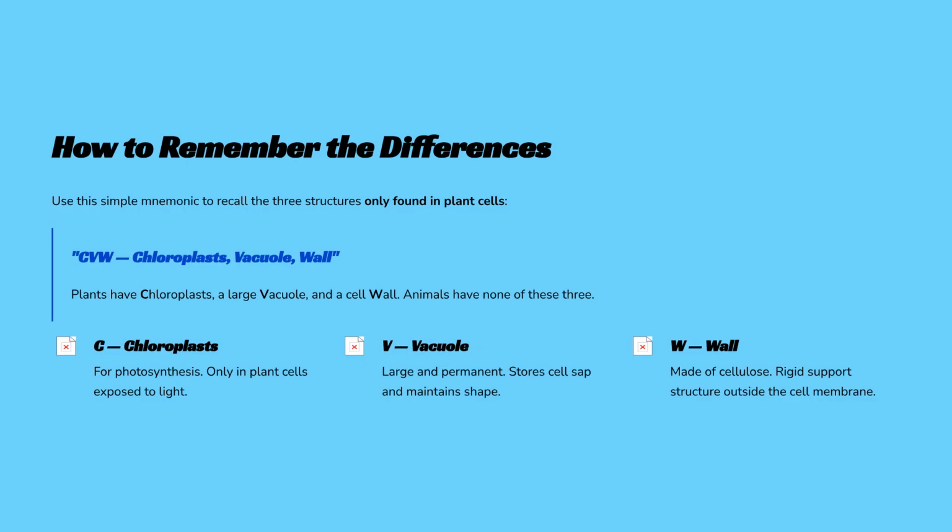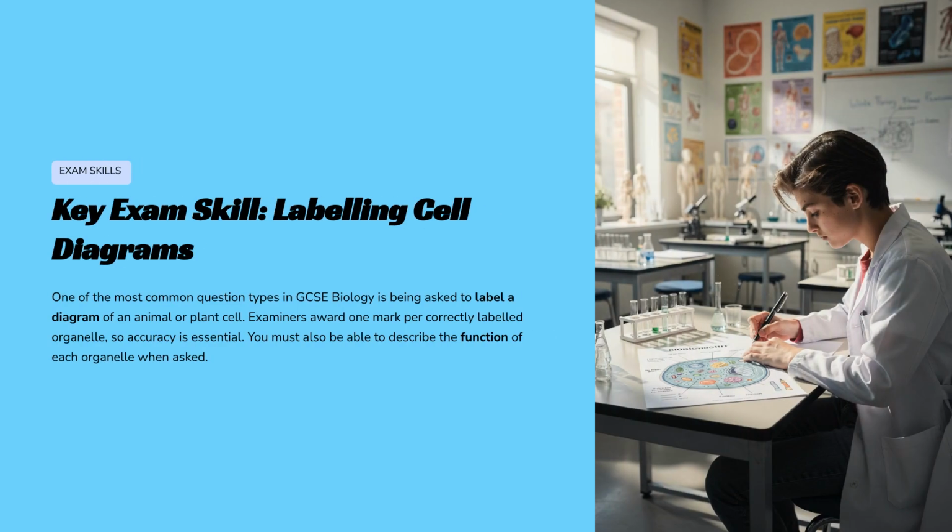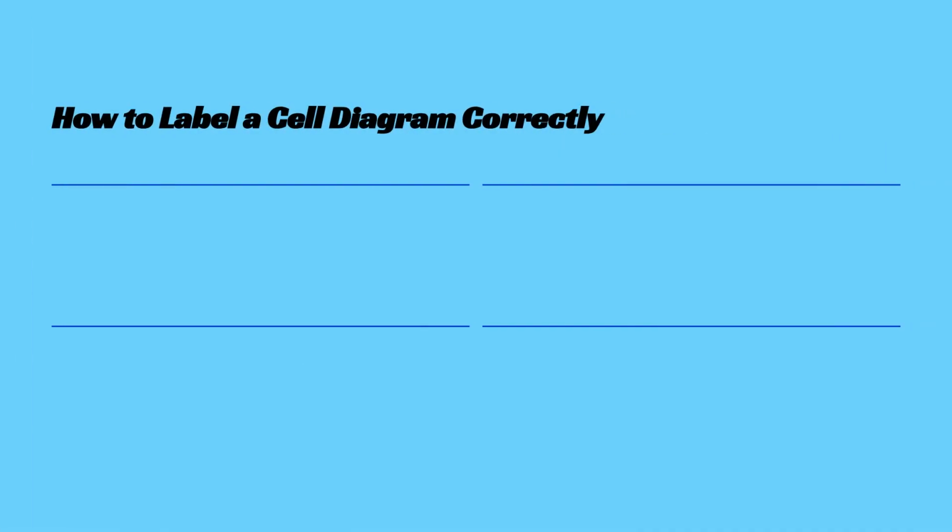Use the mnemonic CVW, chloroplasts, vacuole, wall, to quickly remember the 3 structures found only in plant cells. This is a crucial distinction for exam questions. A crucial exam skill is correctly labeling cell diagrams. Examiners award 1 mark per correct label, so accuracy and good presentation technique are vital for success. Follow these 4 steps for labeling success.